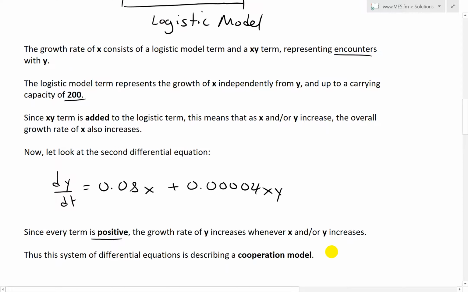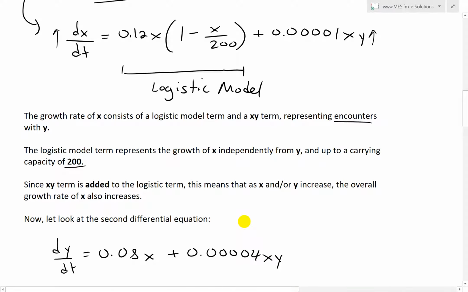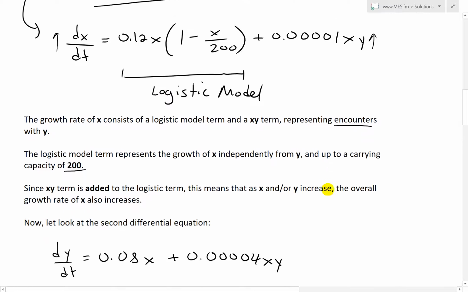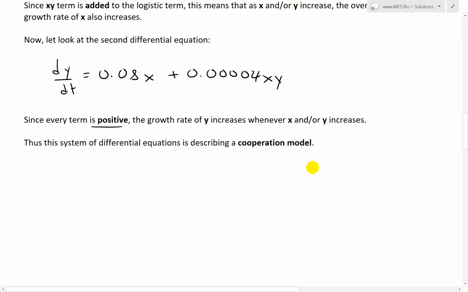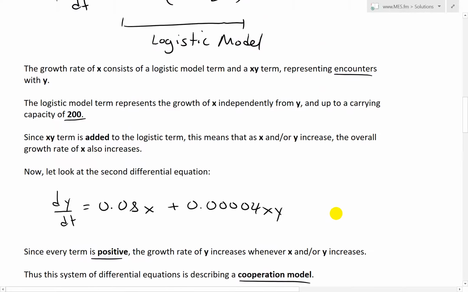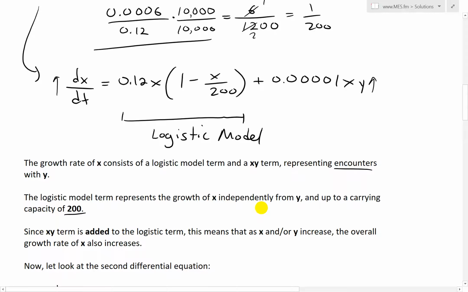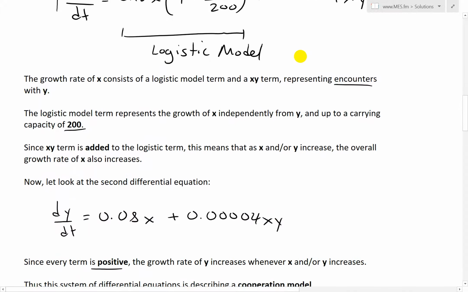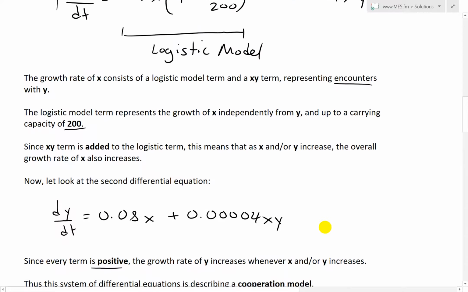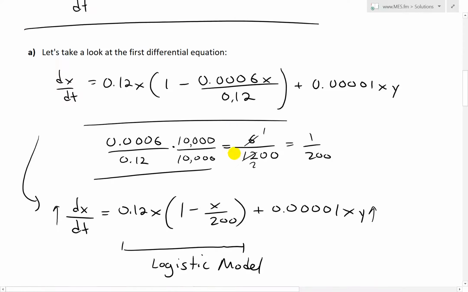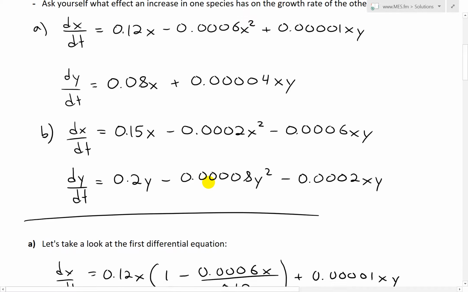So basically, both of these models, or this population of x and y, are dependent on each other in a cooperation model. Thus the system of differential equations describes a cooperation model, because as either of the populations increases, the growth rates for both increase. That's pretty much the cooperation model. So now let's look at part B.